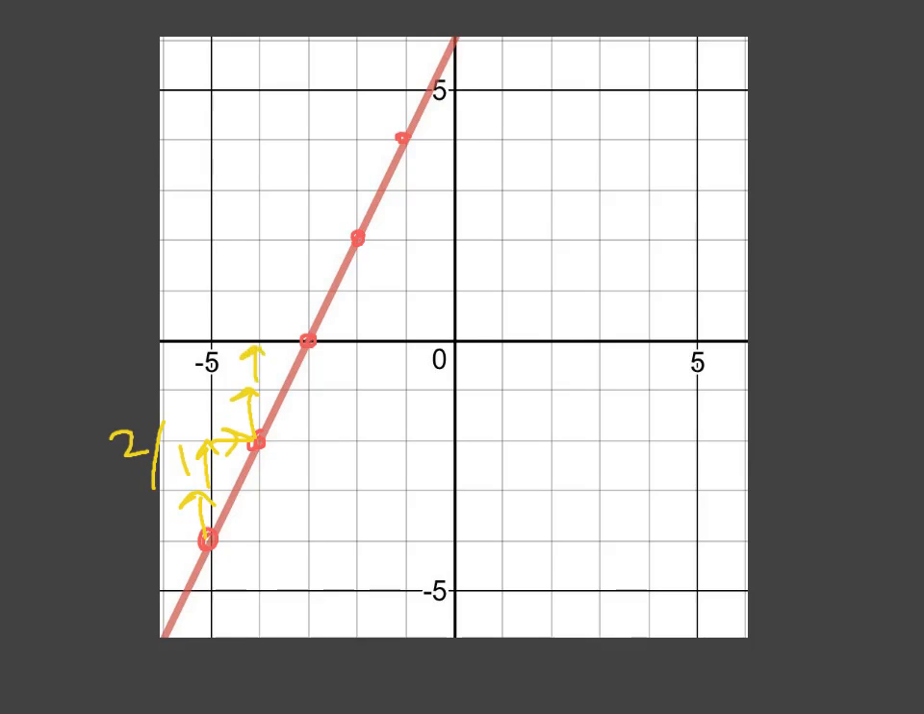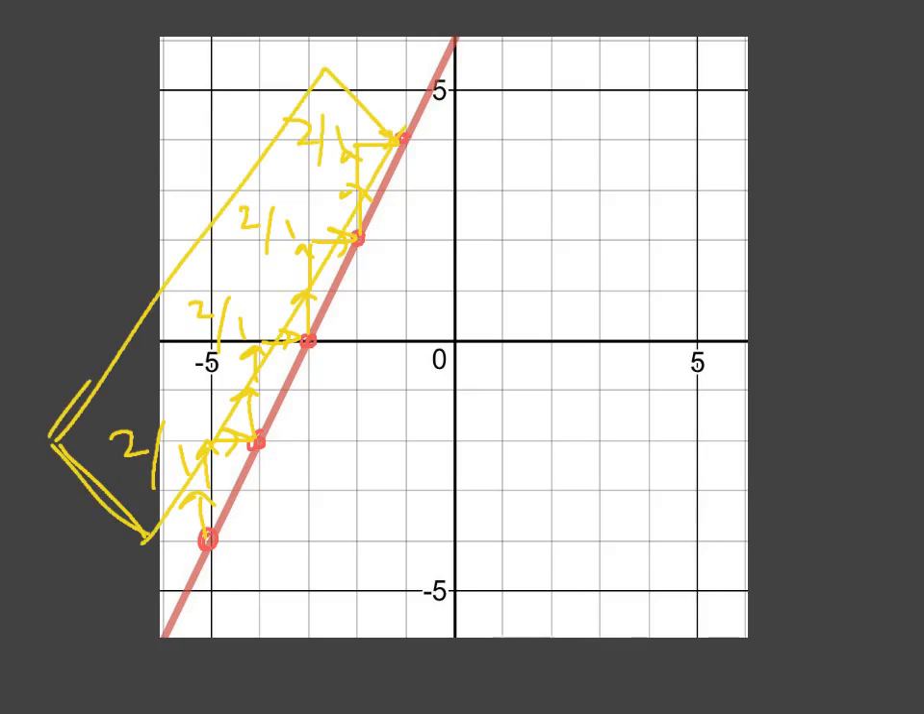On the next interval, I'd also have to go up 2 and over 1. Same as the next interval, and same as the next interval. So you'll notice that all of these rates of change are the same. My average rate of change is 2 over 1, which makes sense because this is a straight line. For something to be a straight line, it has to have a constant rate of change.